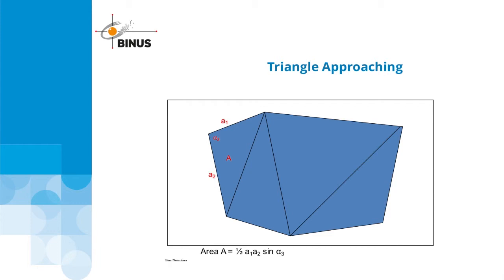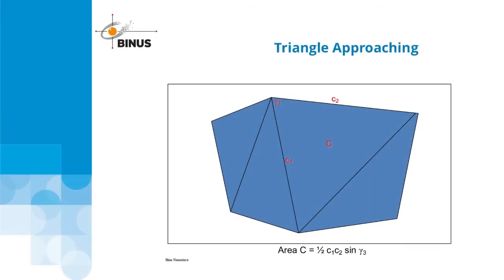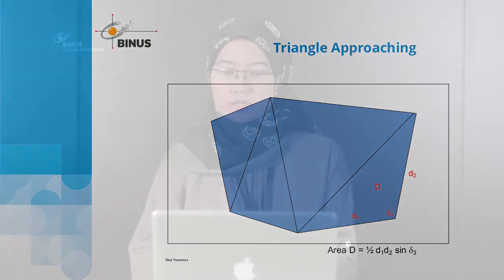For area A, equals half times a1 times a2 times sine alpha. For area B, equals half times b1 times b2 times sine beta. Area C equals half times c1 times c2 times sine gamma. Area D equals half times d1 times d2 times sine delta.